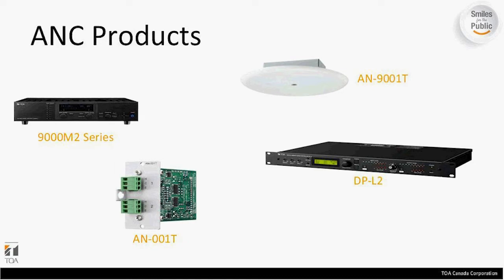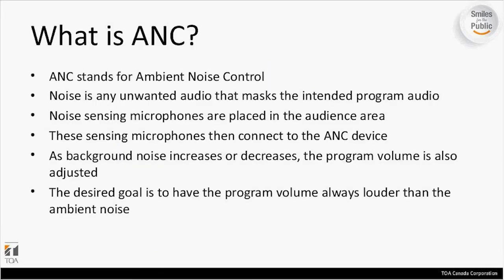and we'll look at the DPL2, which is our primary product, but we also have the AN001T module, which fits into our 9000 series amplifiers. We'll also look at the sensing microphones, the AN9001T microphone. To begin with, though, we want to define what ambient noise control does and what it stands for.